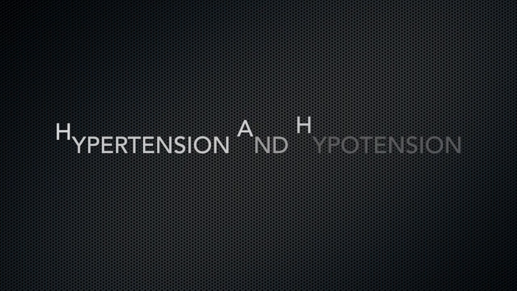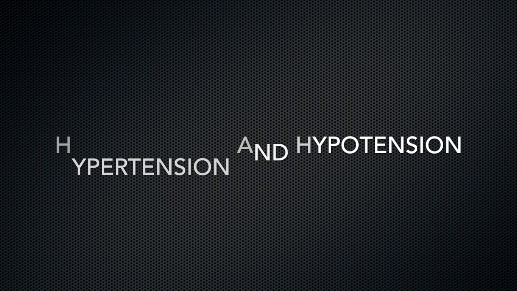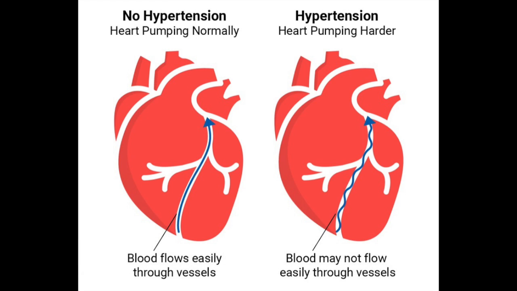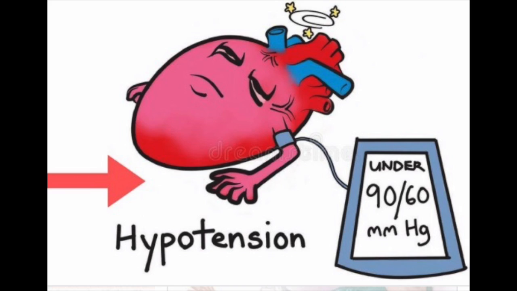The last thing I will be talking about today is the hypertension and hypotension that can be found within the cardiovascular system. The term hypertension means an unusually high blood pressure, which can be over 150 over 90 mmHg. And hypotension refers to low blood pressure, which can be below 100 over 60 mmHg.